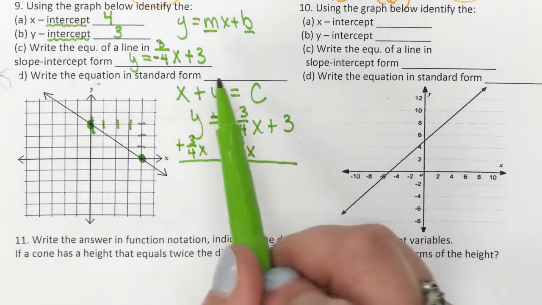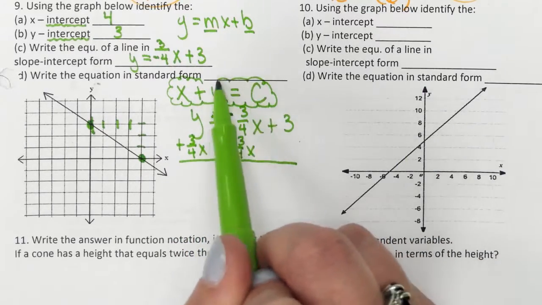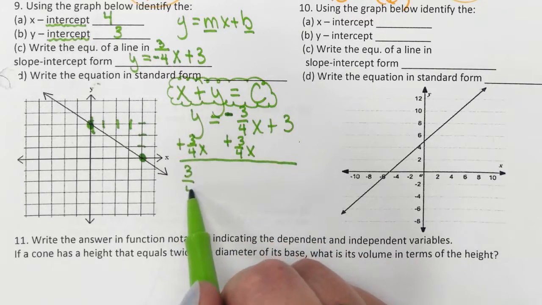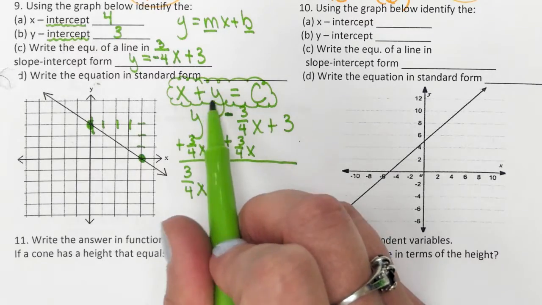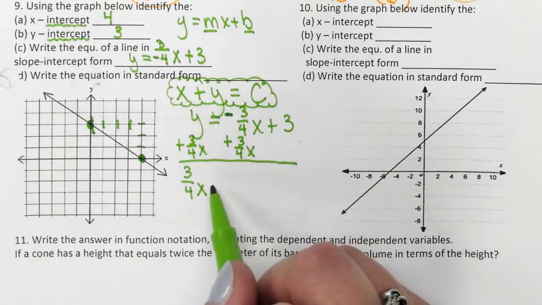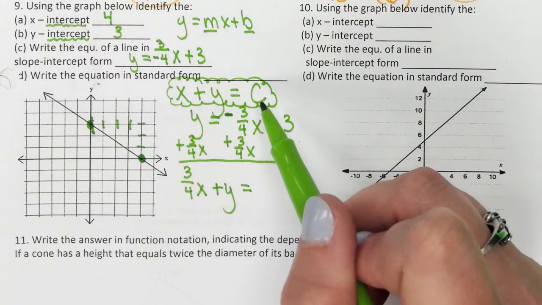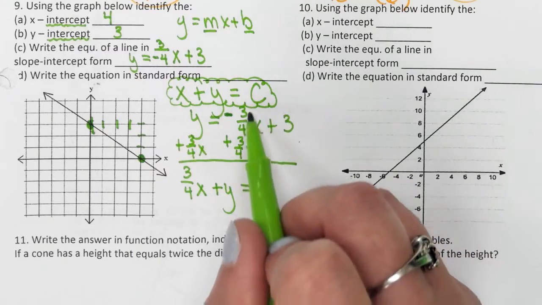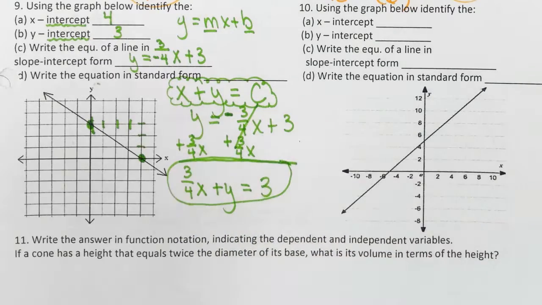All right, look at this right here. Which one comes first? What do I need to write first? x, which in our case is 3/4. Then what comes next? y, which in our case is just y, equals, C stands for constant. The number by itself is a constant. So what's the number by itself? 3. And that's standard form. Well, that's technically not standard form, but it's good enough for right now. We'll fight those battles later.